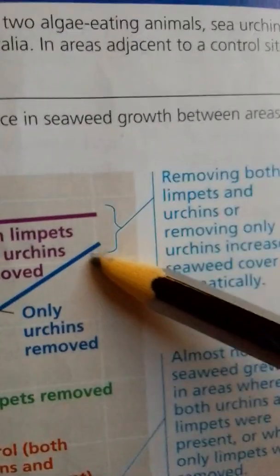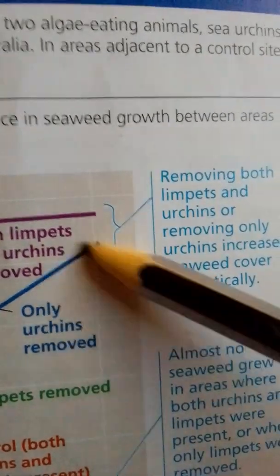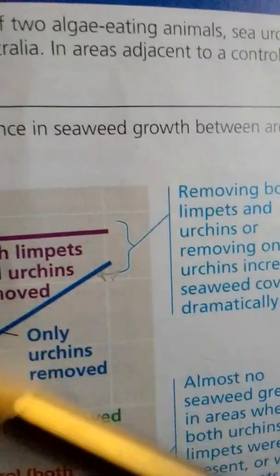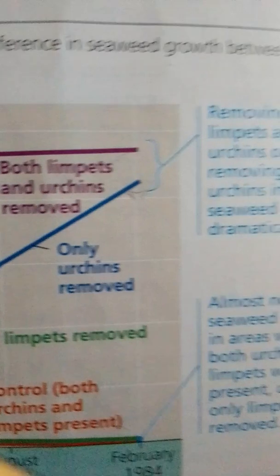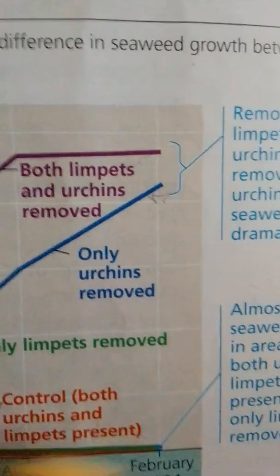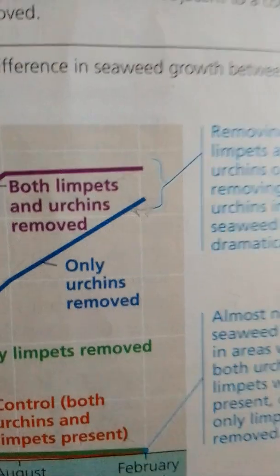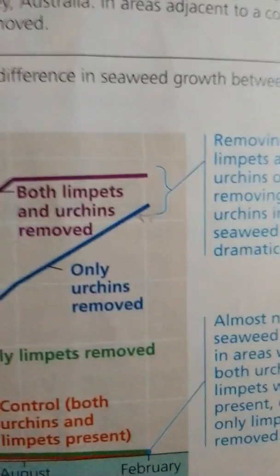And notice that removing both limpets and urchins, or removing only urchins, increased seaweed cover dramatically. Notice also almost no seaweed grew in areas where both urchins and limpets were present or where only limpets were removed.